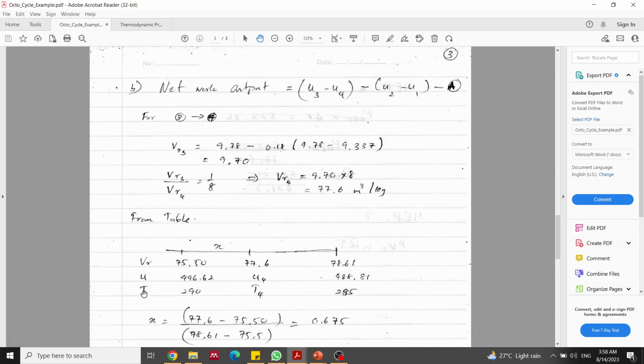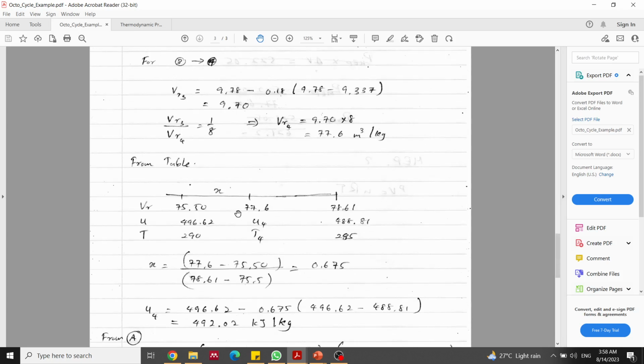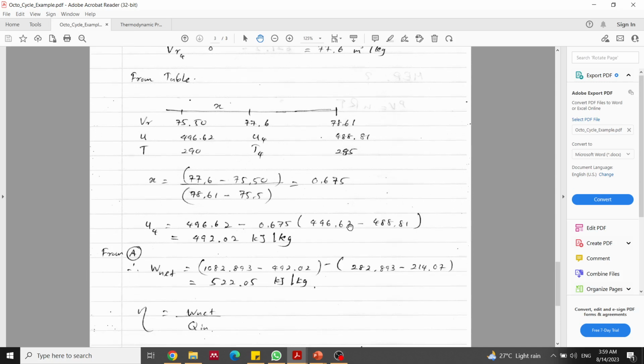Then we can apply this equation with these values, the u value and the T value, and find the fraction as well, then we figure out the other two values. So we get the fraction equal to 0.675, then u4 equal to 492.02, and later on we can find the T4 value as well if needed, right?